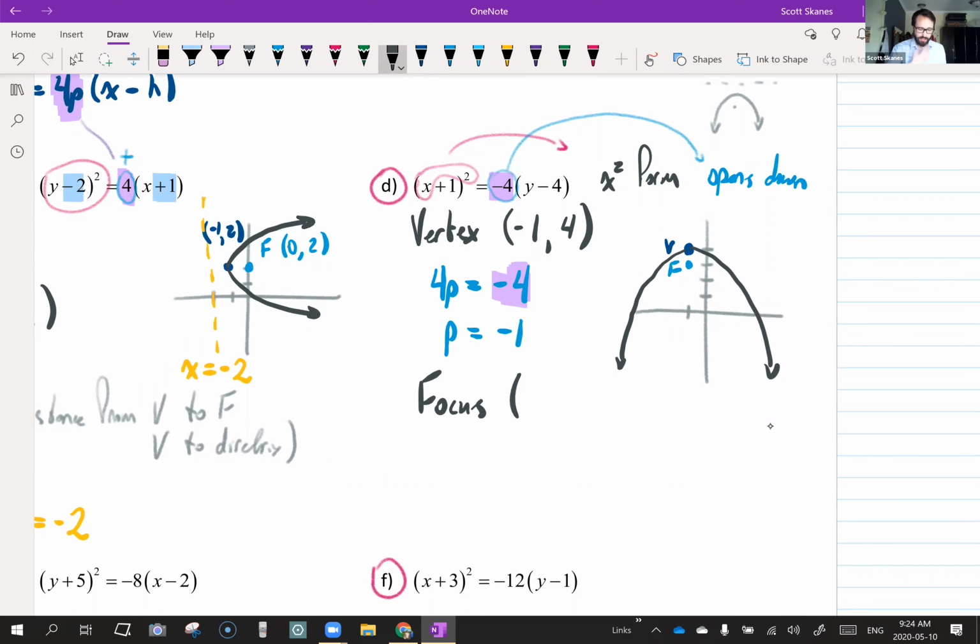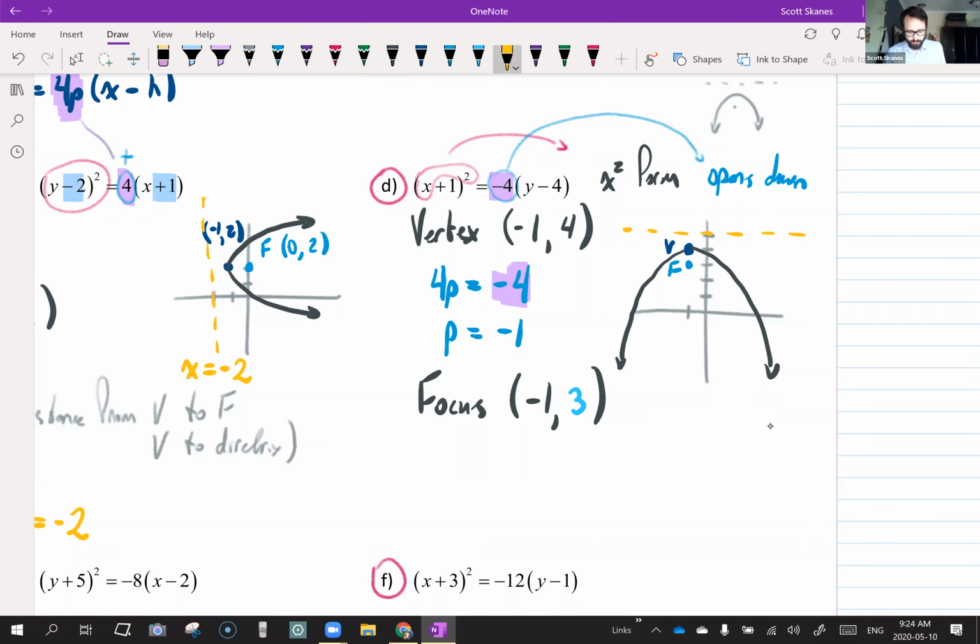The sketch is helping me. It had the same x value, so -1, but it was 1 down from where the vertex was, so 3. So really, the only difference here, we've had to change the 3. What's the directrix going to do? The directrix is 1 point above the vertex.